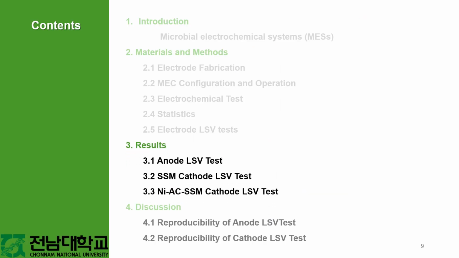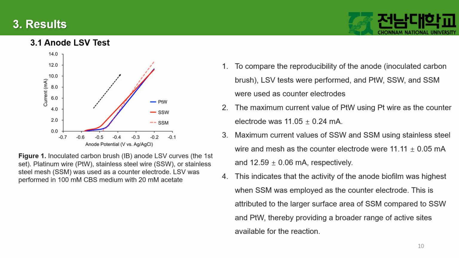Next part is the experiment results. Include anode LSV test, SSM cathode LSV test and nickel powder activated carbon SSM cathode LSV test. The LSV test is performed to measure the maximum current, which is an indicator characteristic of electrode performance in MECs. The generated current value is an important indicator of the electrochemical activity of the anode biofilm. The reproducibility of the anode LSV test may differ depending on the materials of the counter-electrodes.